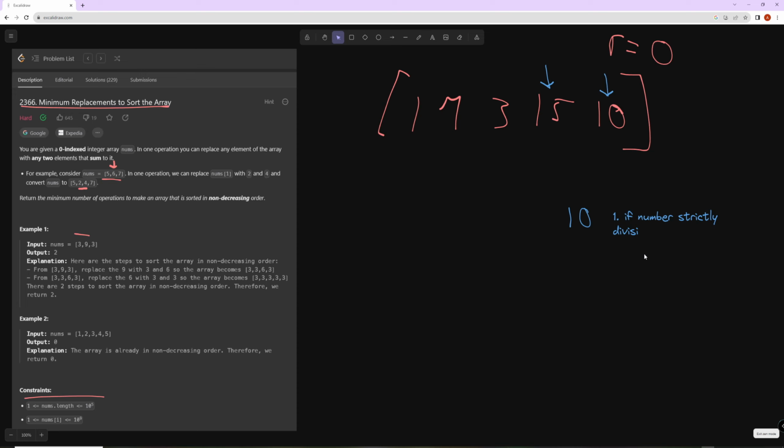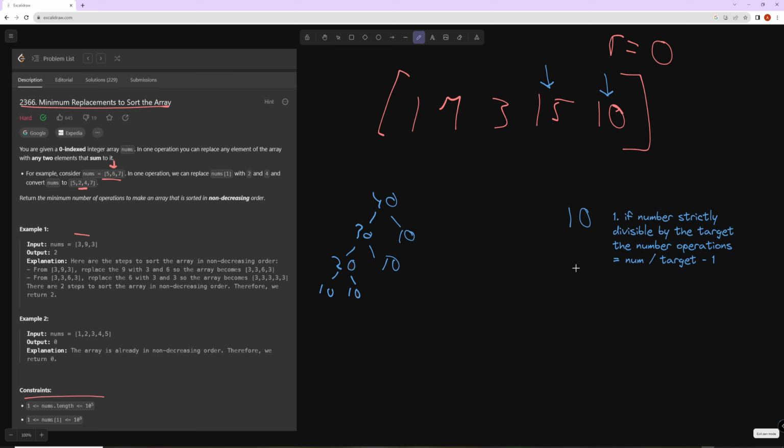Strictly divisible by the target we're trying to get. Let's call it target. Then the number of operations equals number over target minus 1, right? So for 40, it took 3 operations. So it would be 40, 1 operation, 2 operations, 3 operations. So for 40, this is 4 minus 1.